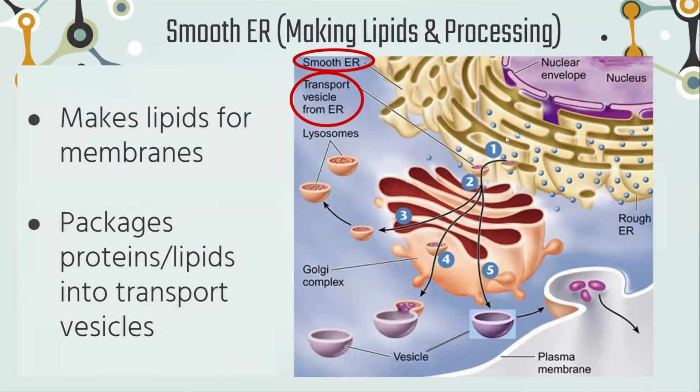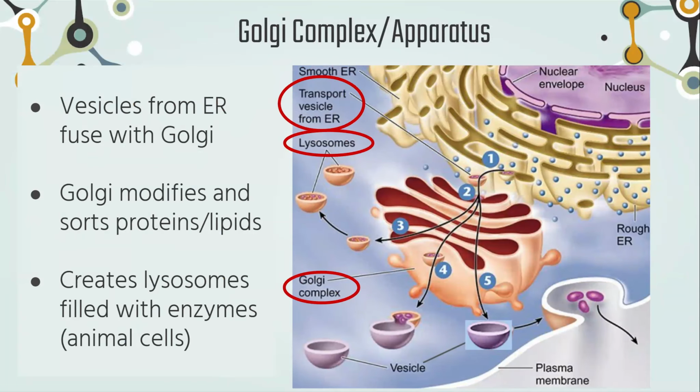Now, right next to the rough ER is also the smooth ER, and this is where lipids are produced for membranes. And they also package proteins and lipids to transport into these vesicles, which are basically shipping containers that carry materials throughout the cell.